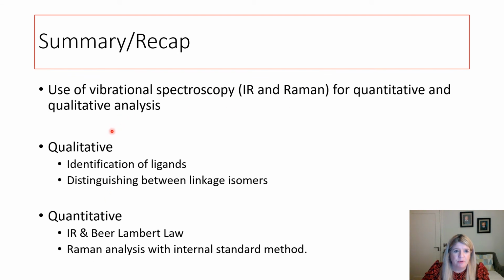So what we've done is we've looked at the uses of vibrational spectroscopy, such as IR and Raman, for quantitative and qualitative analysis. Qualitative analysis was the one that we used for the identification of the ligands, where we could distinguish between the 2 different linkage isomers of the cobalt complexes. So hopefully you could see that that would apply for many different samples that have isomers. And then quantitative analysis. Again, we're looking at absorption and transmission in the IR, so the Beer-Lambert law would apply, or we can do Raman analysis using an internal standard method.